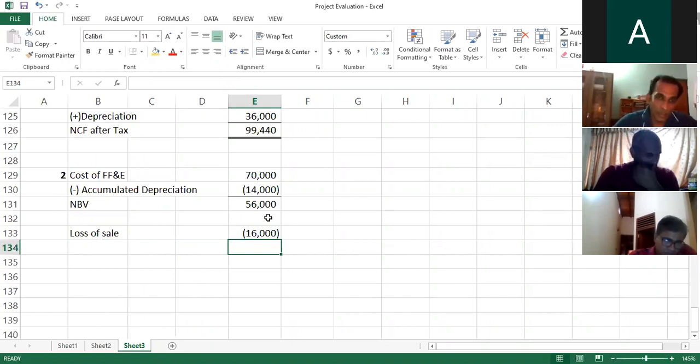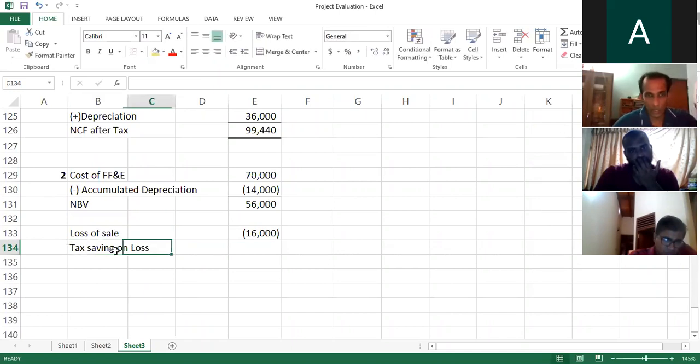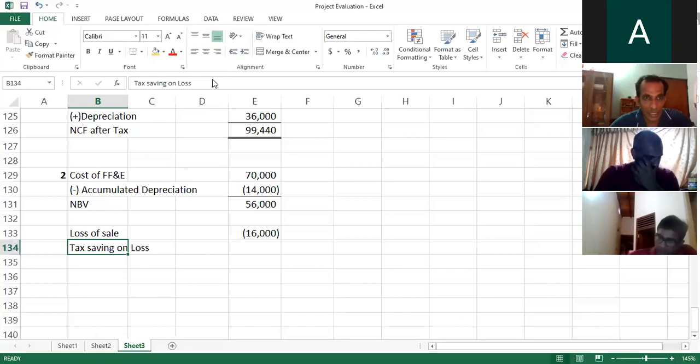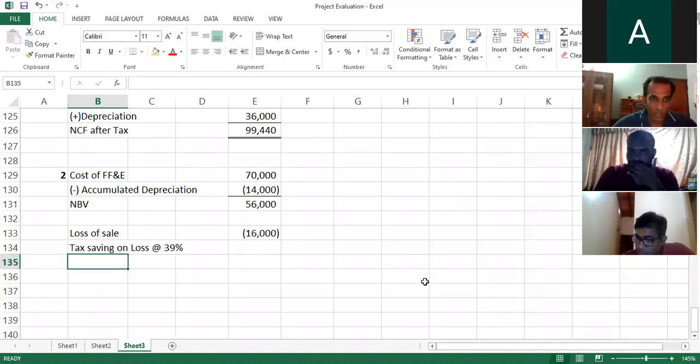Why? The asset has a net book value of 56,000, and they have to sell it at 40,000. That is a loss of 16,000. If there is a loss, what is the impact? There will be a tax saving. So we have to calculate the tax saving on loss. And the tax rate is given as 39%. So we can calculate the tax saving on loss at 39%.